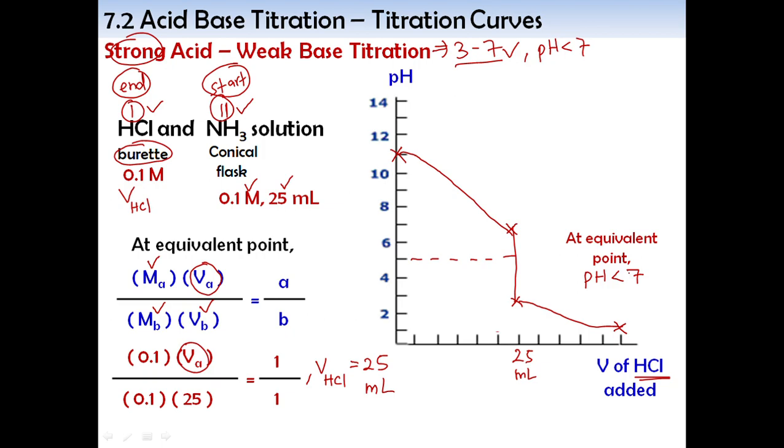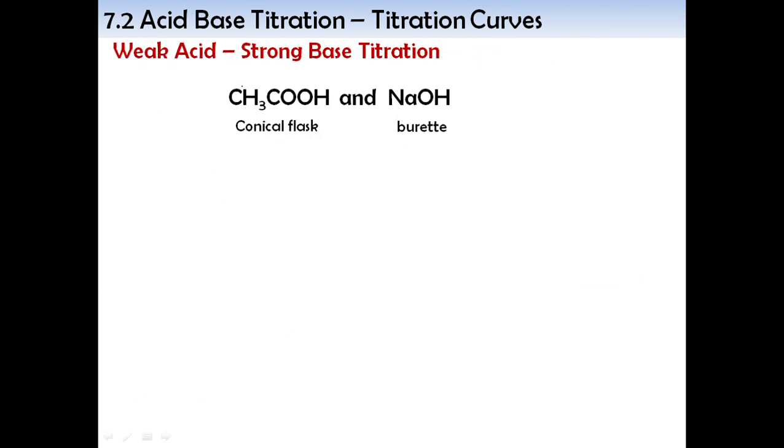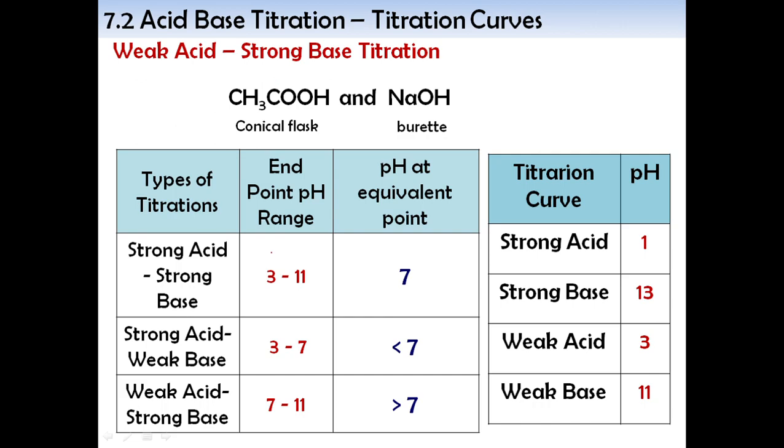So, dah siap for our next example. So, kita ada 2 lagi example. So, hopefully semua orang boleh lukis bersama-sama dengan saya. So next example is if I titrate between weak acid and strong base, this is the example. So first, determine the pH value. Weak acid and strong base is this. So the endpoint pH range is 7 to 11. Okay, sorry, 7 to 11.